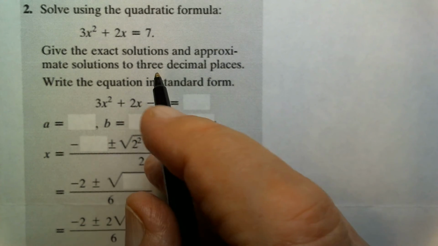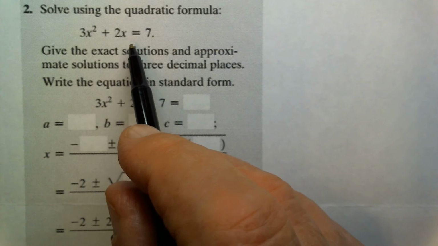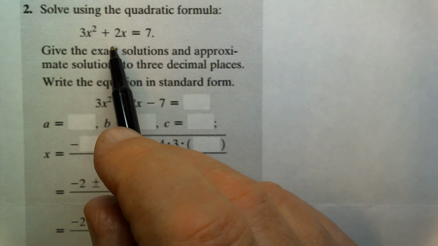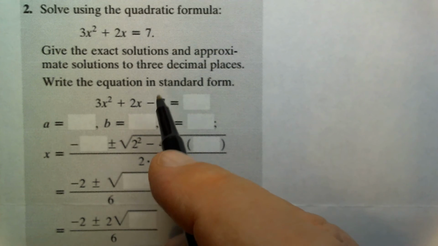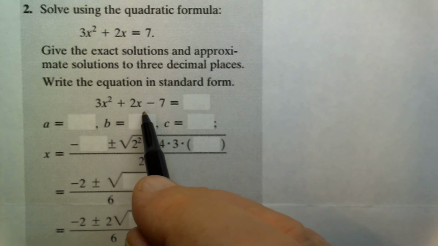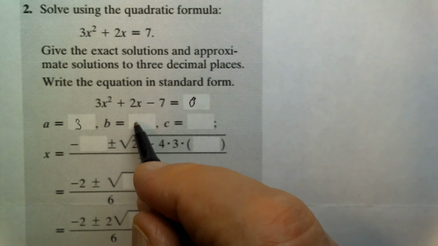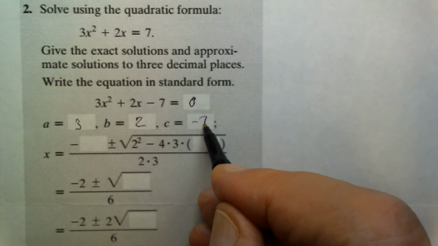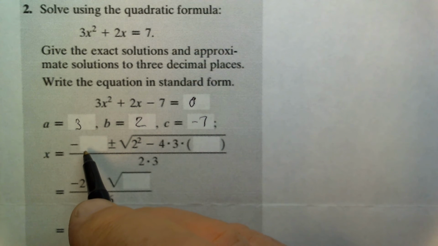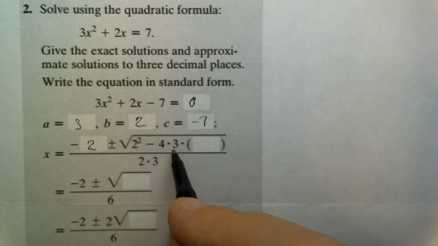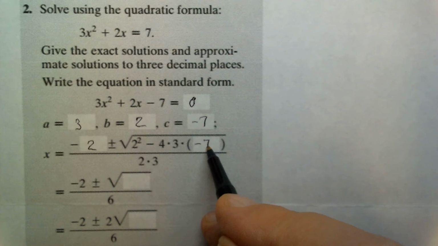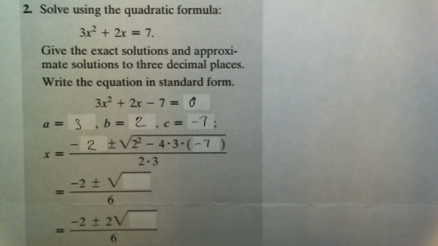The next example is a guided solution solved using the quadratic formula. So 3x squared plus 2x equals 7. In standard form, this now becomes 3x squared plus 2x minus 7 equals 0, with a equal to 3, b equal to 2, and c equal to minus 7. Then the solutions are x equals negative b, or minus 2, plus or minus the square root of 2 squared minus 4 times 3 times minus 7. And so it's minus 2 plus or minus the square root of 88.